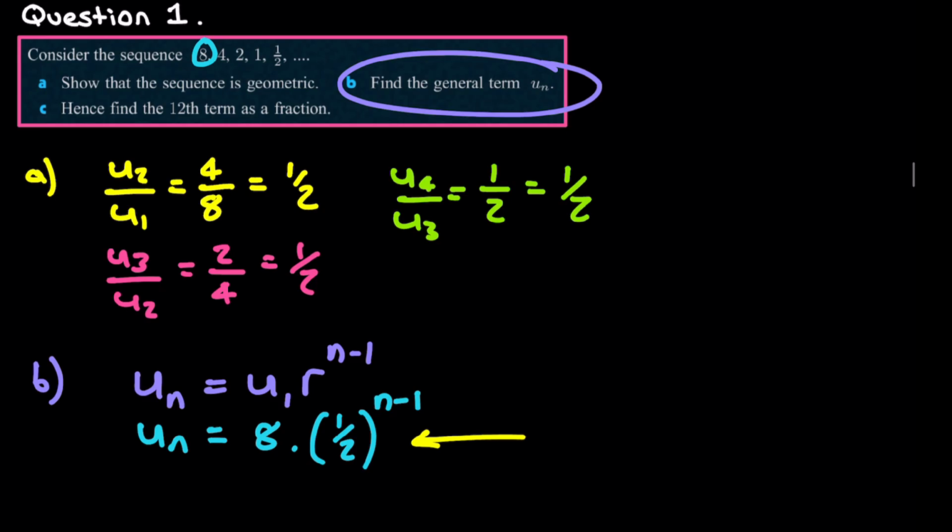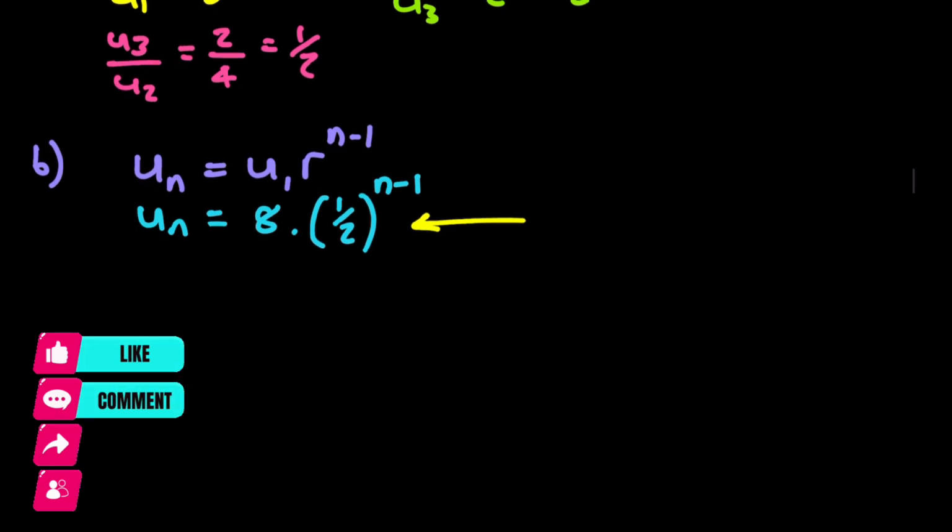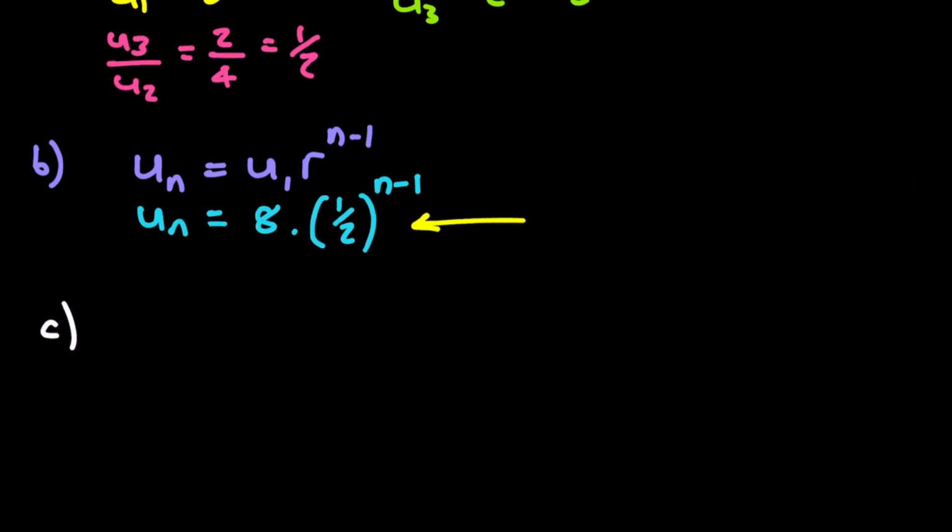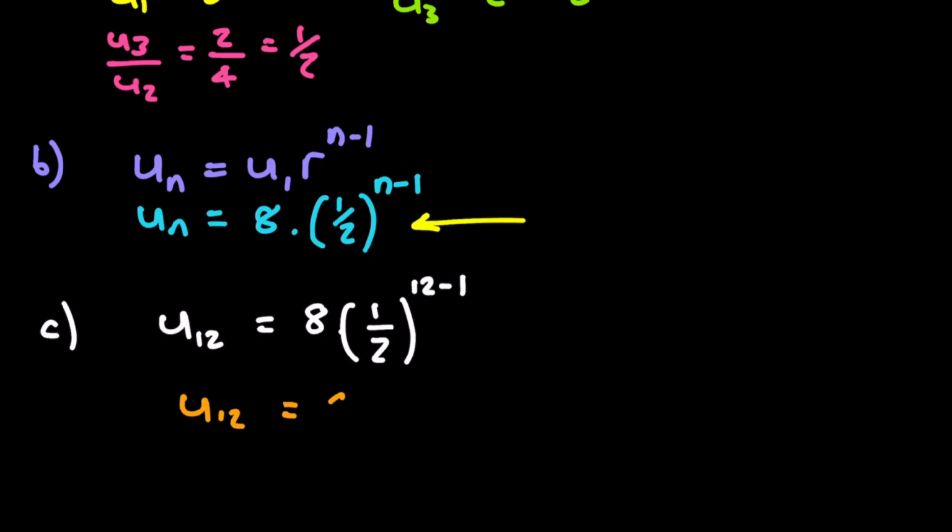Okay, let's go back up and look at C. Hence, find the 12th term as a fraction. Right, so the 12th term as a fraction will be u12, so term 12 will be 8 times 1/2 to the power of 12 minus 1. So that's actually 11. So let's just write that down. So u12 is equal to 8.